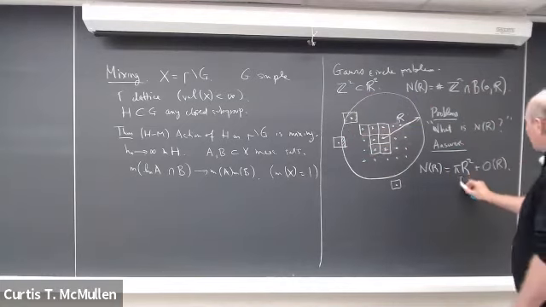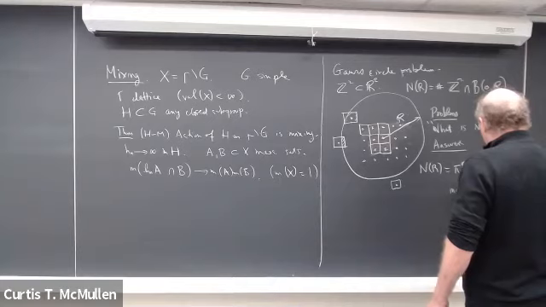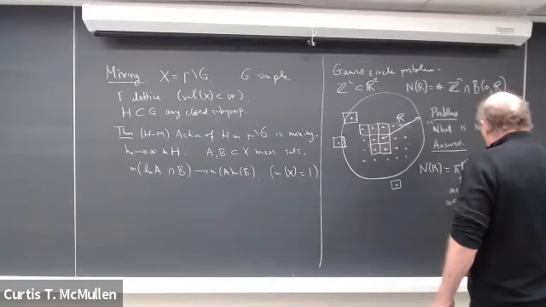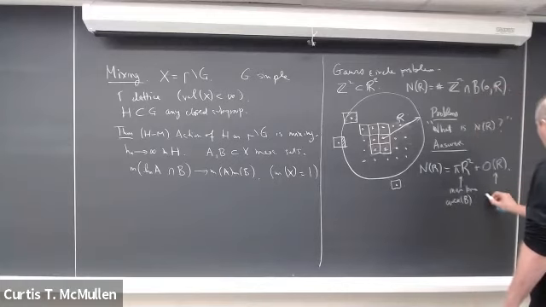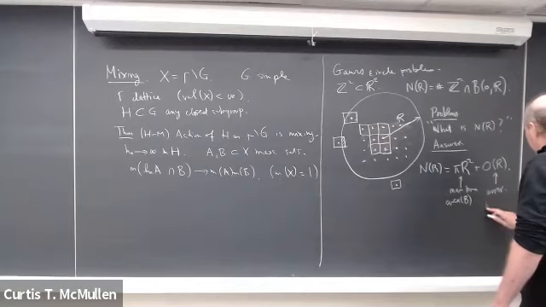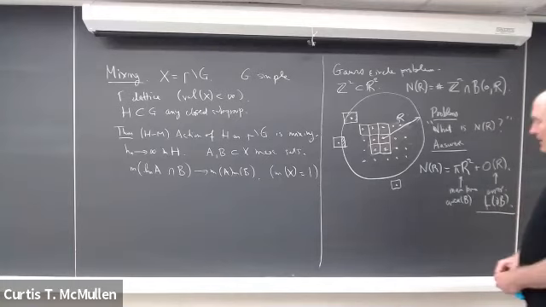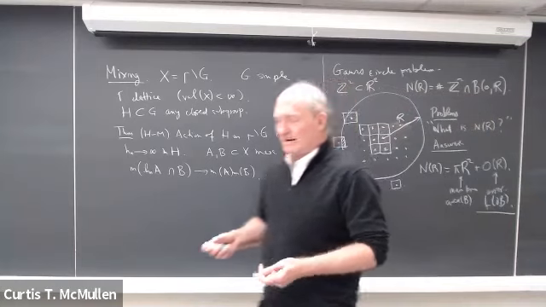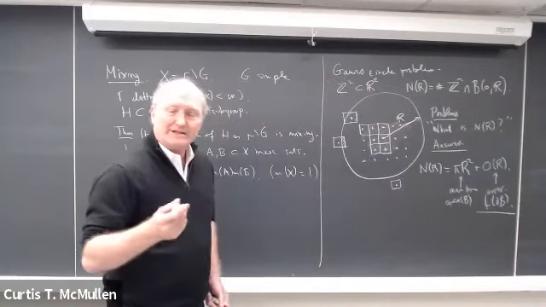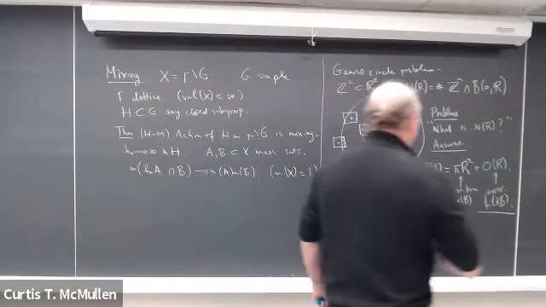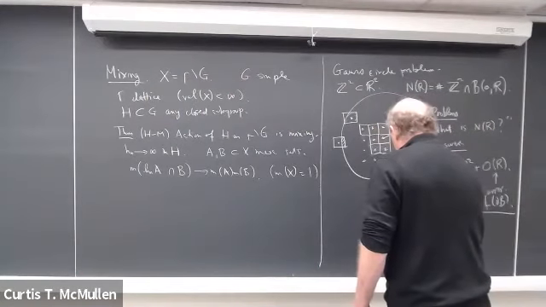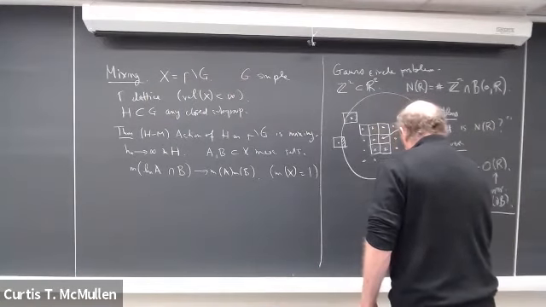So the main term comes from the area of the ball, and then the error comes from the perimeter. So let's call that the length of the boundary of the ball. Okay, good. And so what is the Gauss circle problem? The Gauss circle problem is to improve the error term.